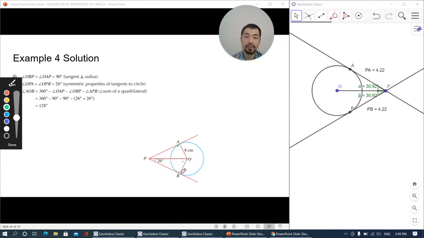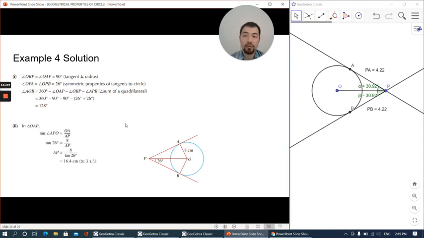Can we get BOP? It's 180 minus 90 minus 26. Or we can use the sum of the interior angles of a quadrilateral, which is 360. So we can just do 360 minus 26 minus 26 minus 90 minus 90, which equals 128.